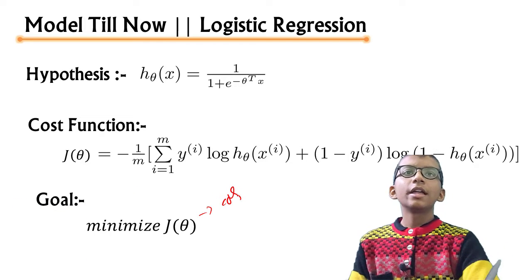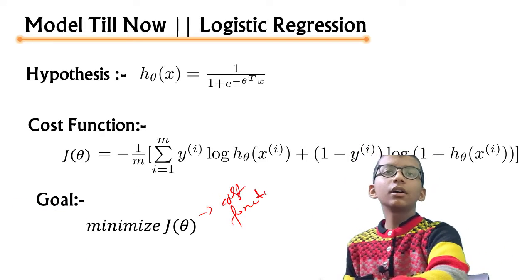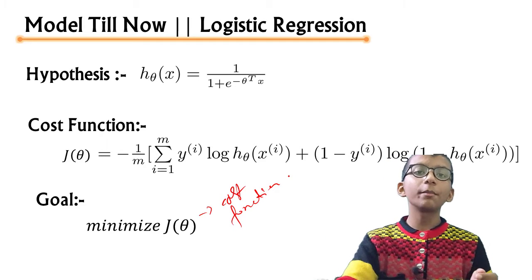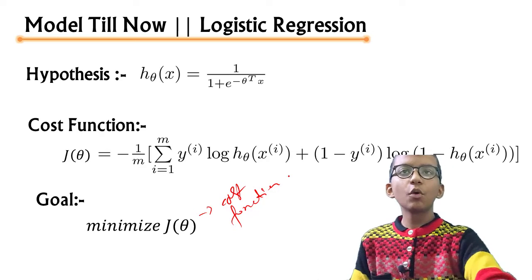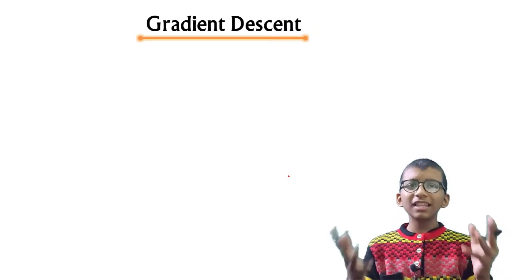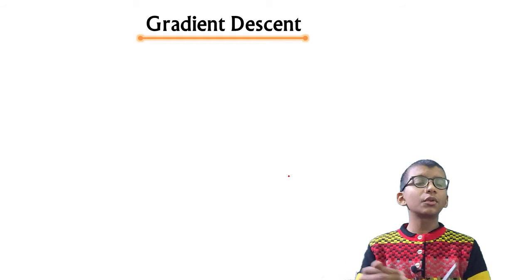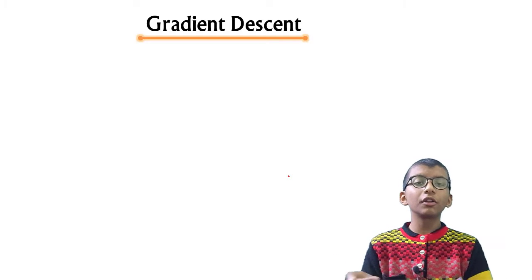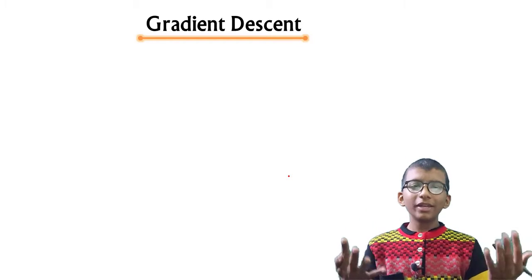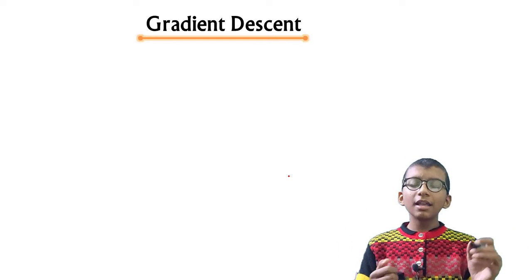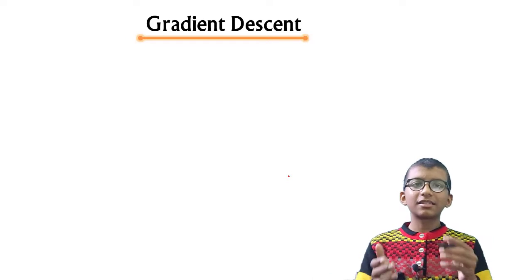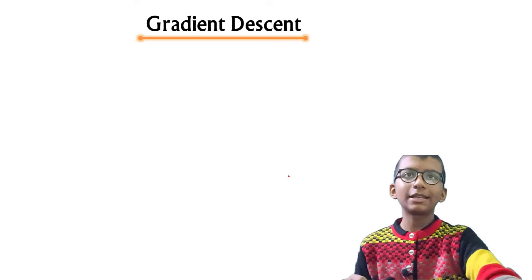Now we have gradient descent, which helps us to achieve our goal, to minimize the cost function. So let's see what that is. You can simply think of it as the same gradient descent that we talked about for linear regression. Just keep in mind one minor difference: here h of x is different. Let me tell you what that means.